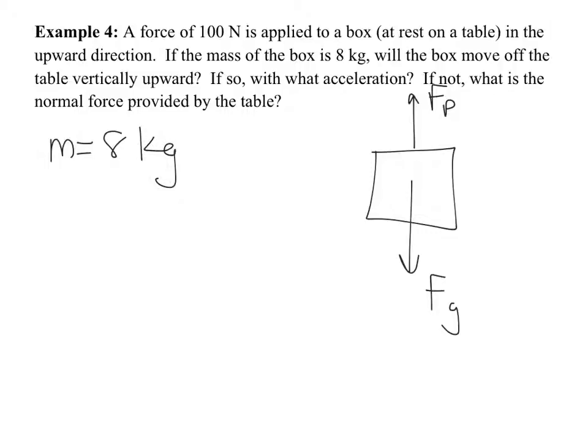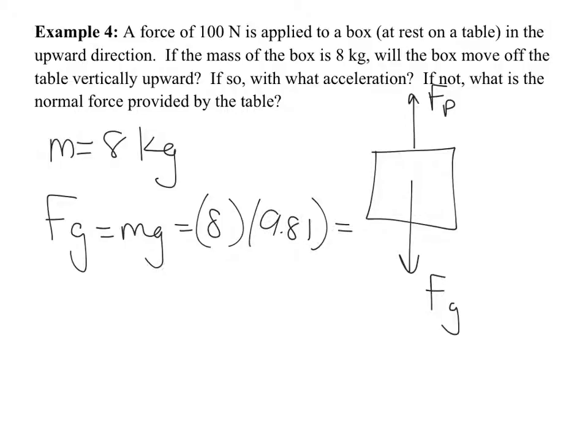Now, if FP is more than the weight, it lifts off. Again, you need to write this down. If the force pulling up is more than the weight, it's going to lift off, it's going to move. It's got to come off the table if it's more than the weight. So the first thing you really need to do is figure out what is the weight, and then we'll discuss whether or not it moves. So what does the weight turn out to be? Well, Fg is equal to mg, which is 8 times 9.81. What does that give us?